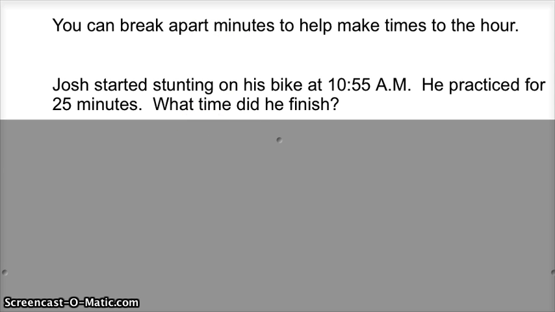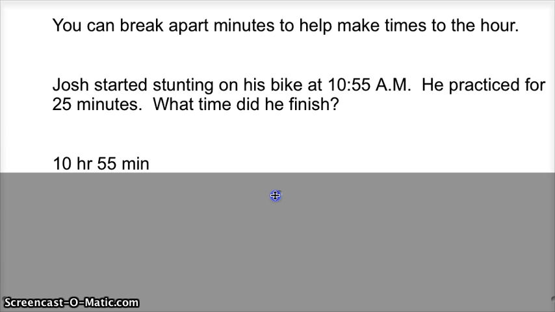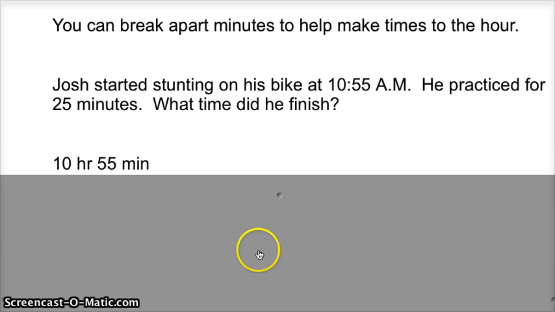Here's an example. Josh started stunting on his bike at 10:55 a.m. He practiced for 25 minutes. What time did he finish? Well, we know the start time. We know that Josh started at 10:55, which is 10 hours and 55 minutes. And we also know how much time went by. We know he practiced for 25 minutes. And what we're trying to find is the end time.